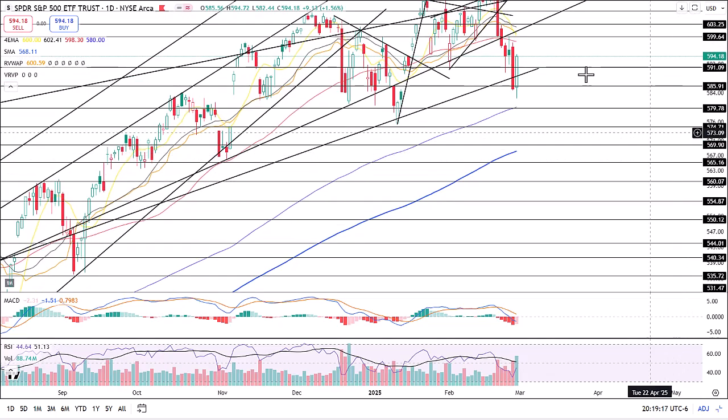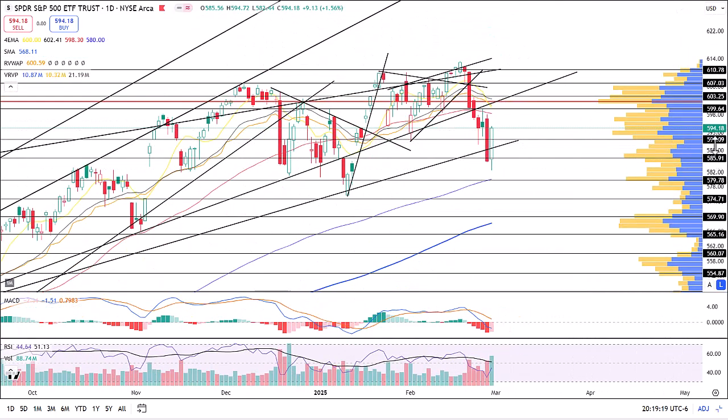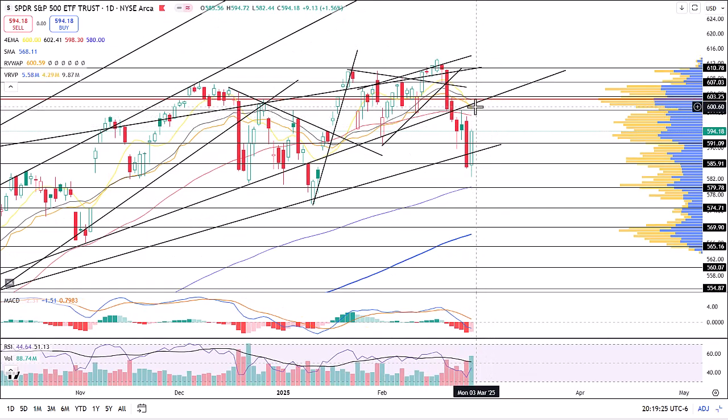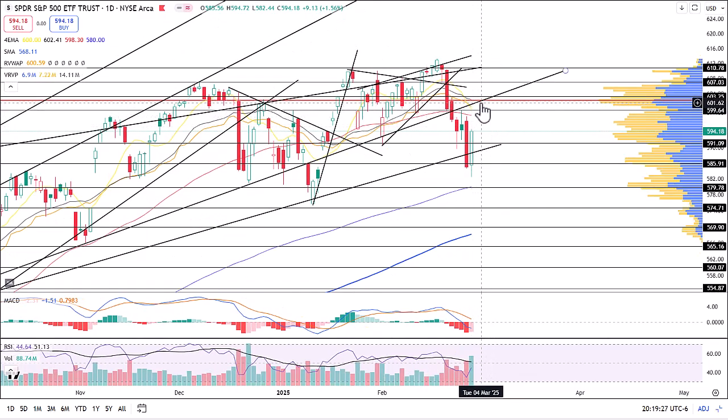And then just to give some context to those levels here, you can see 591 was the important level. Got back above it on the Friday. I think we could swing back up to this trend in here around 601.60. This is kind of the range I was looking for.